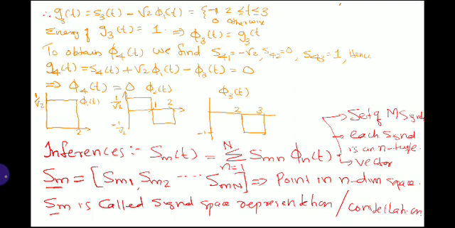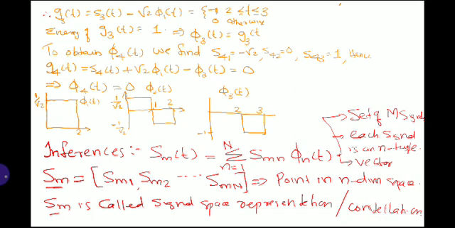Now G3 of t, the intermediate signal, is equal to S3 of t minus root 2 into phi 1 of t. So it is equal to minus 1 when 2 is less than or equal to t less than or equal to 3, and 0 otherwise. So the energy of G3 of t is 1. You can do the steps.